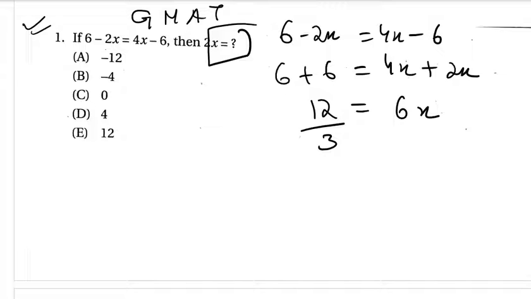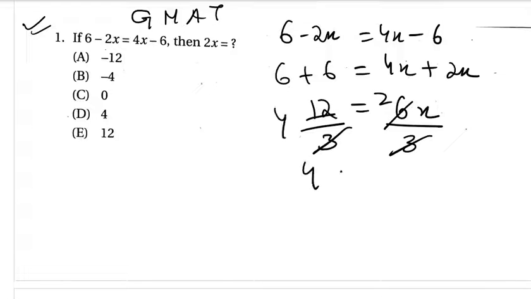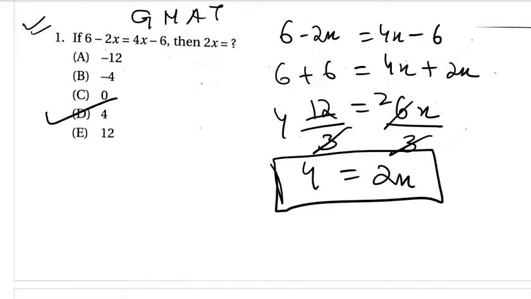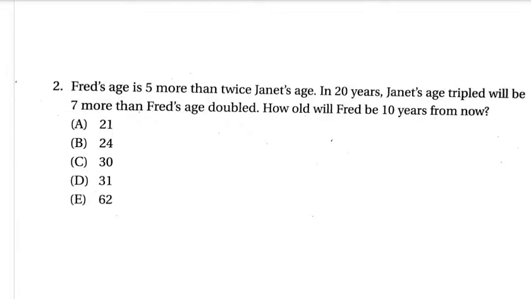Sorry, let me rub that off, cannot see. You have to divide by 3 to make that 2, 4. 4 is equal to 2x. There you go, that's your answer. That's your correct answer, D. Let's move on to our next question.